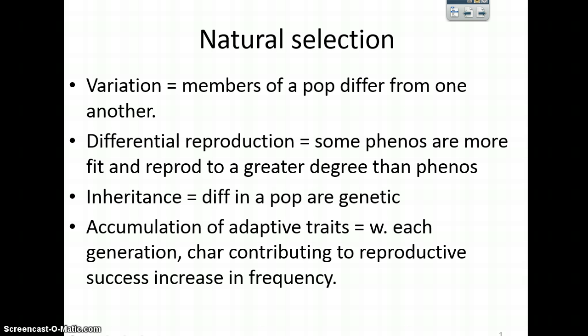So when we're talking variation, we would not compare a robin to a cardinal. We'd compare a cardinal to another cardinal or a robin to another robin. So one robin is different than another one because of variation.